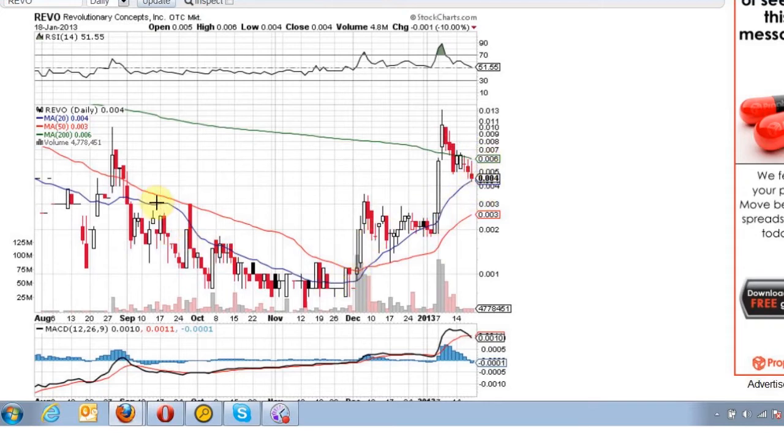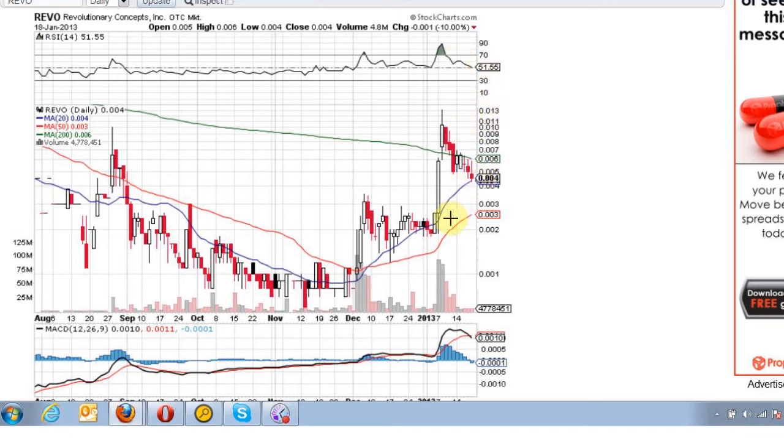All right. So it's important to notice here that the stock closed at 0.004, which is the 20-day moving average. So what you look for going forward into next trading day is if this area is going to hold. Okay. If this area has a lot of support, has a lot of buying pressure, then it could be a good entry for you.